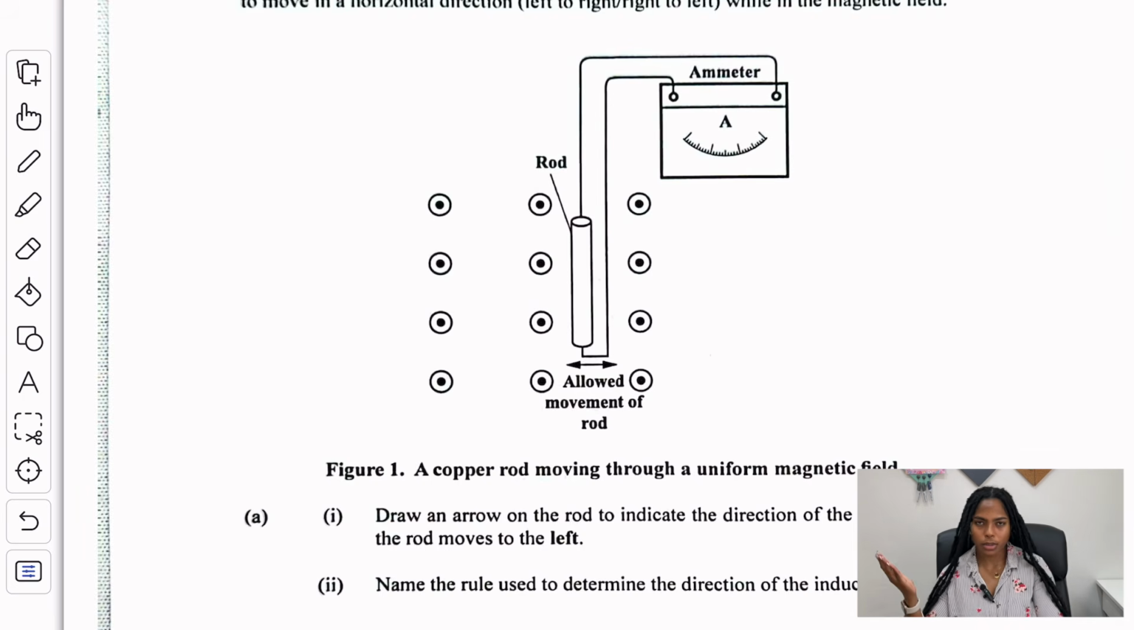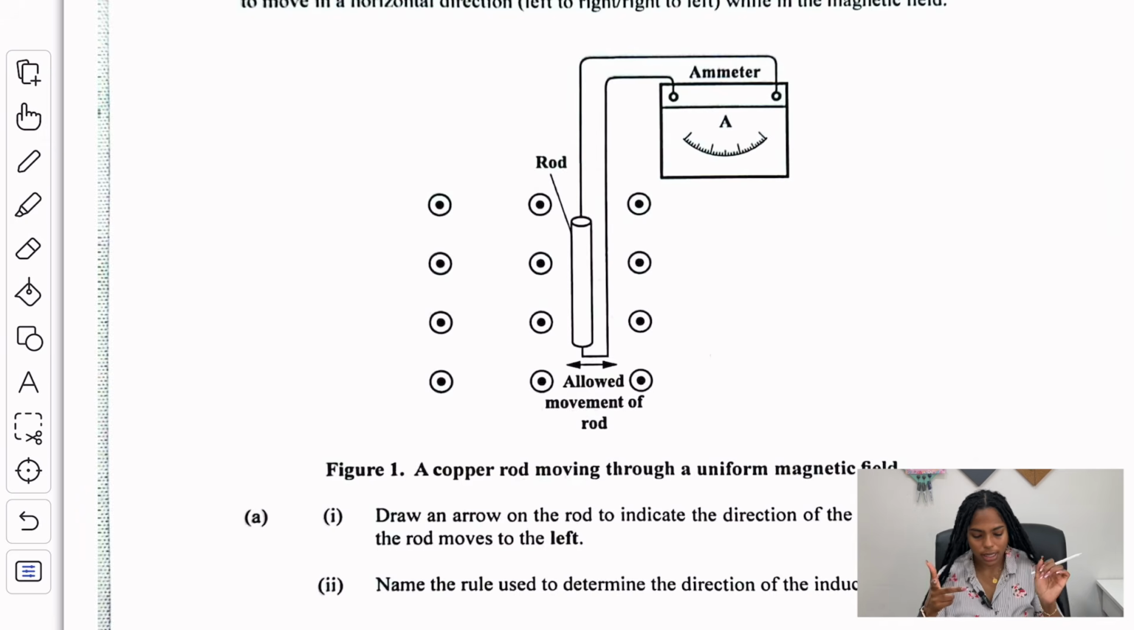So once we're talking about induced current, we're talking about Fleming's right-hand rule. Fleming's left-hand rule is when we have the current and the magnetic field and we're inducing a force. Fleming's right-hand rule is when we have the force or movement and the magnetic field and we're going to induce a current. So FBI: force or movement, magnetic field, induced current.